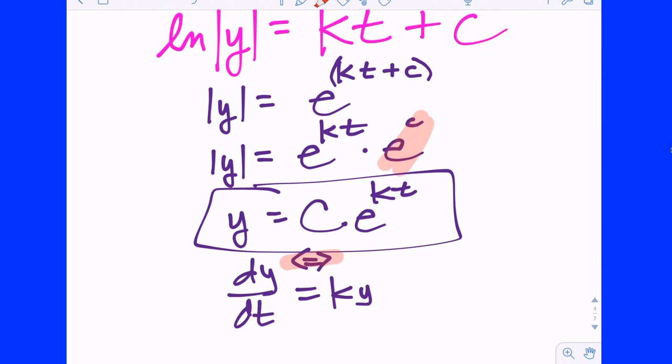e is, of course, 2.718. It's exponential growth. k is your constant of proportionality. Now notice if k is a negative number, what is that going to do to your graph of e^t, which is growth? If your independent variable has a negative in front of it, it's going to reflect it across the y-axis, which now makes it decay.